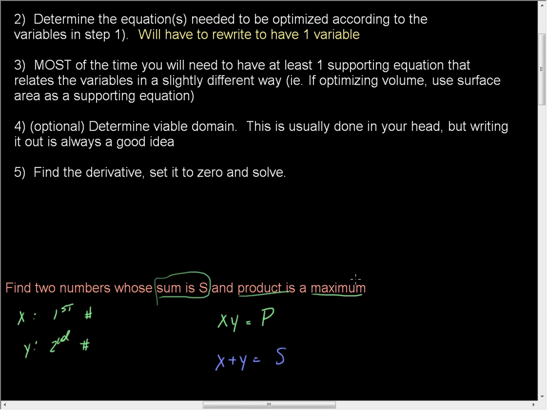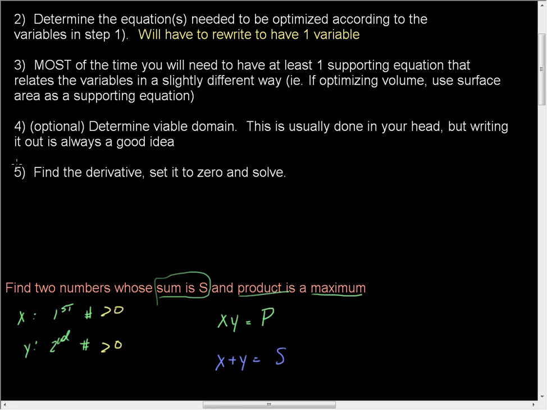Now, part 4, determine a viable domain. Well, since this is maximizing, the product's probably going to want to be positive. And right now, it doesn't say this, but it just says find two numbers. In the original problem, it was find two positive numbers. I probably should have put that in there. So x is greater than 0, y is greater than 0, and S is greater than 0. It just doesn't make a whole lot of sense to, now if you are minimizing the sum and maximizing the product, then we want to look at both negative numbers. But since we want to maximize the product and we're not really told what the numbers are, let's just stick with positives. It's a little easier to do.